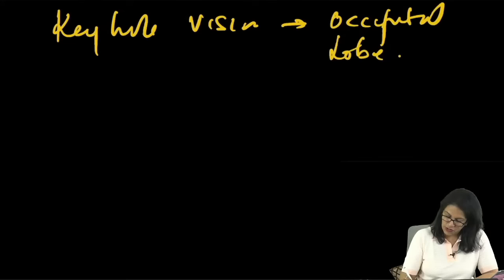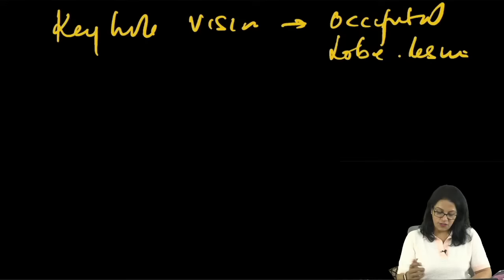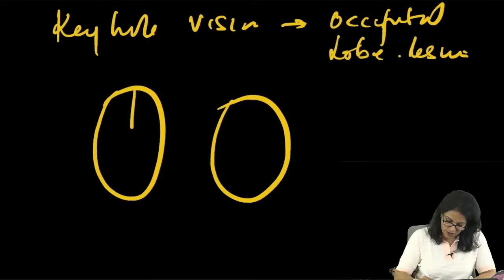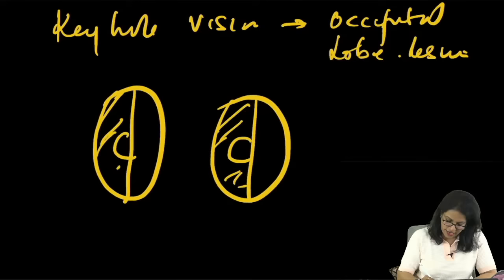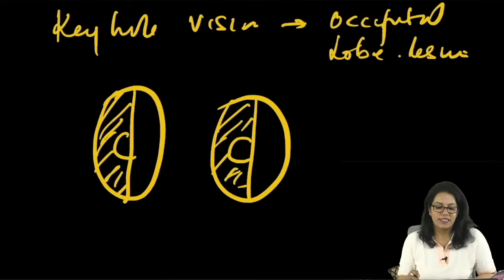What is keyhole vision? It is when the posterior cerebral artery is blocked, what you get? Macula sparing homonymous hemianopia. So this homonymous hemianopia that you are getting, sparing the macula, is what is called keyhole vision. Sometimes both sides are involved, that is also called keyhole vision. So don't forget this also, right?